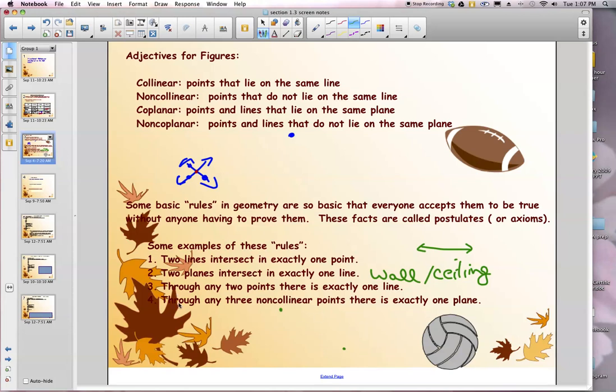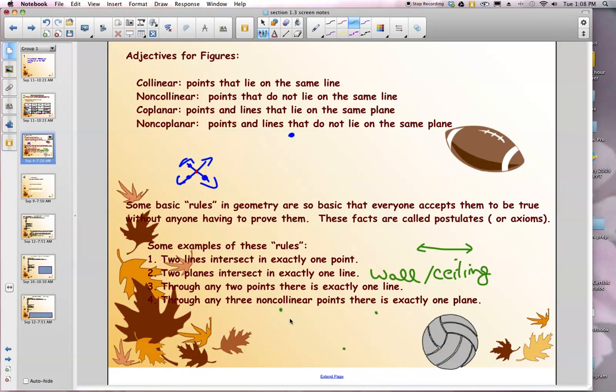And the last one says through any 3 non-collinear points. So in other words, you've got the point on the Statue of Liberty, the point on the water tower, and this one represents my computer right here. Through any 3 non-collinear points, so 3 points that don't all go together in one line, there's exactly one plane that contains those. So there's exactly one flat surface that goes on forever that would contain the point at the top of the Statue of Liberty, the point at the desk, and the point on the water tower.